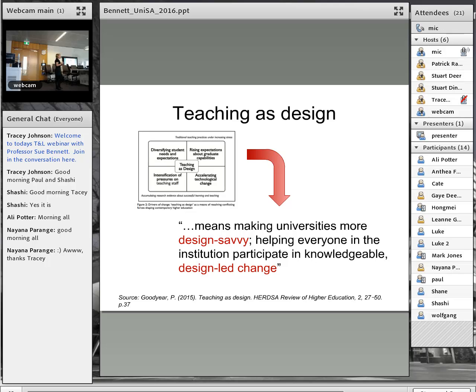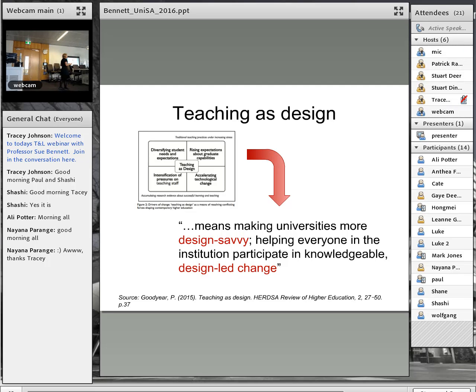Now, that can't mean just bringing in more expert designers, instructional designers, educational designers to help us, even though that is a very, very important source of support in higher education. It actually means everyone in the whole institution becoming more design savvy so that there can be knowledgeable design-led change.